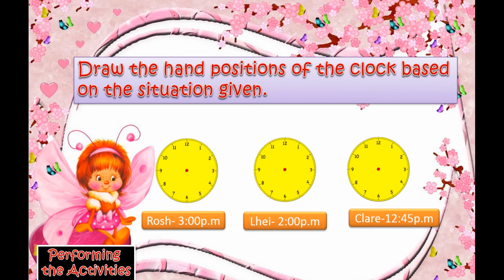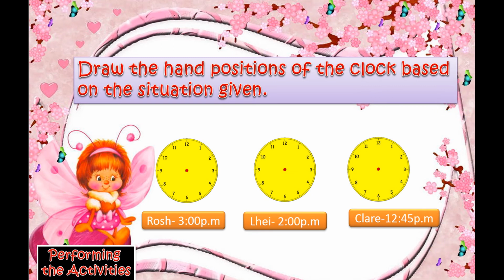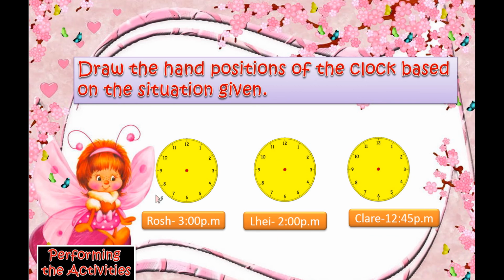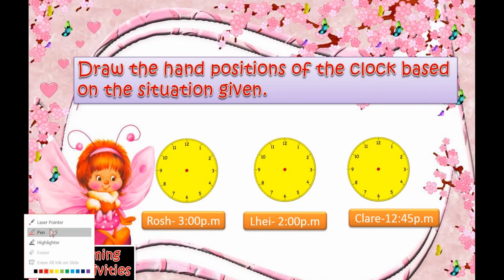So now, if we already draw the hand positions of the given time, the hands of the clock will form certain angles. And that is our lesson for today. So let me have this as an example.